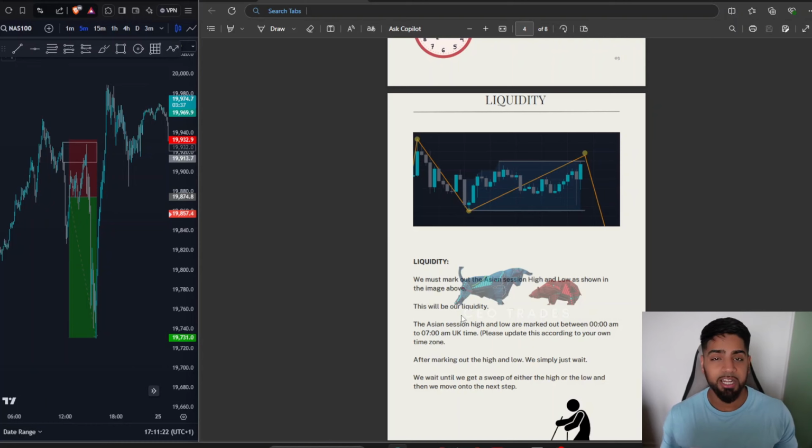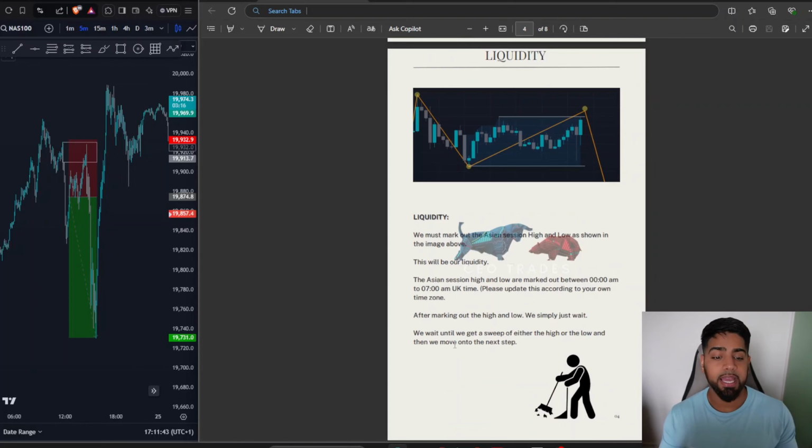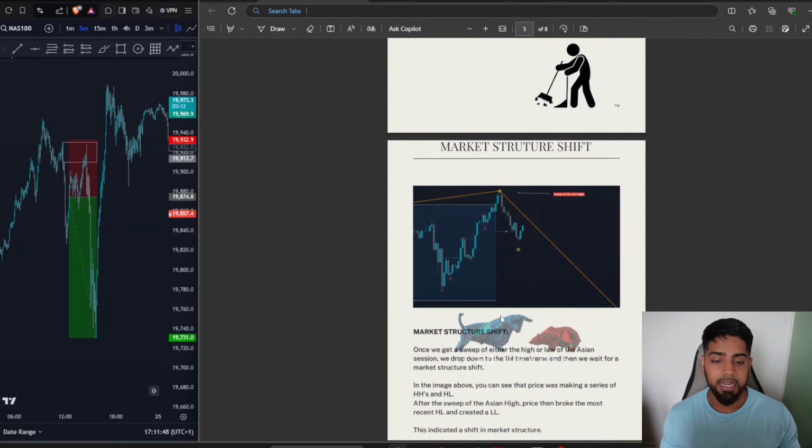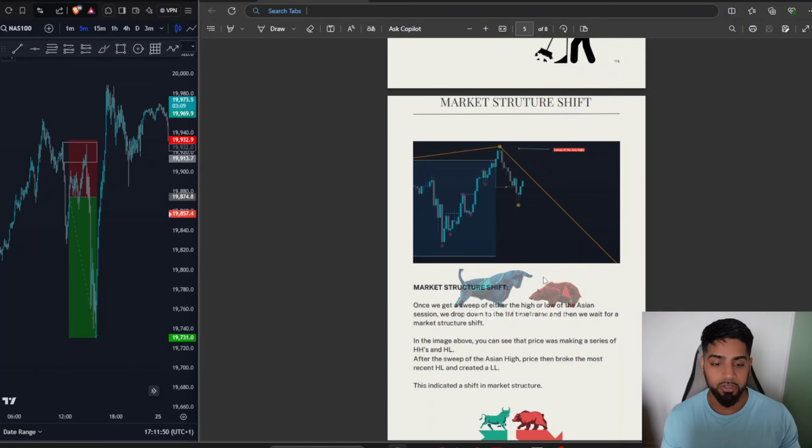So the Asia session high and low is marked out between the times of midnight and 7 AM UK time. Now, as I said, it's UK time. If you're somewhere else in the world, then all you simply need to do is configure it to your time zone. After we mark out the highs and the lows, we simply just wait. We wait until we get a sweep of either the high or the low, and then we move on to the next step. Now, the next step is to wait for a market structure shift.